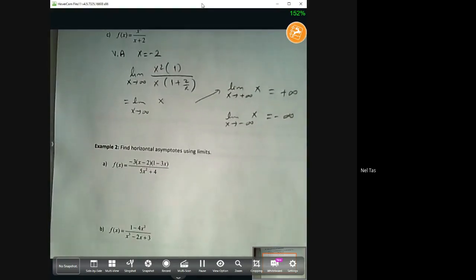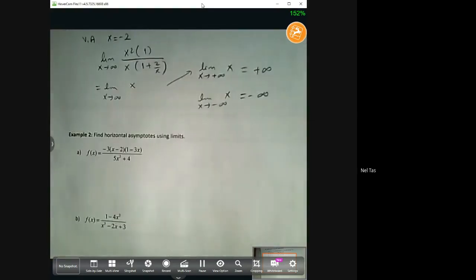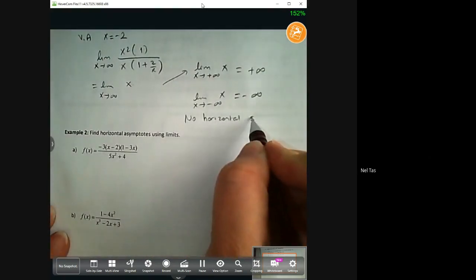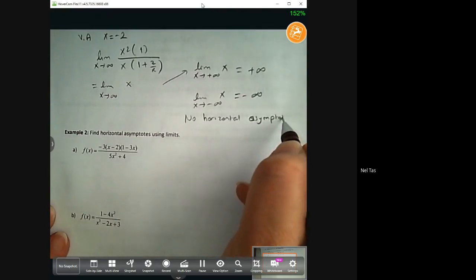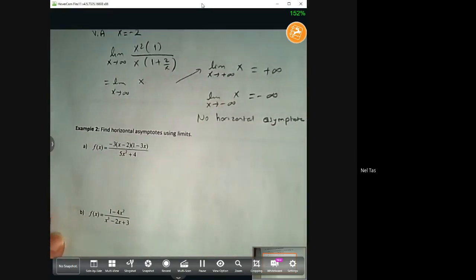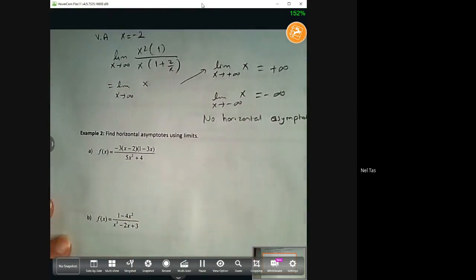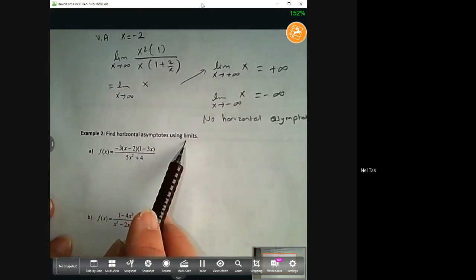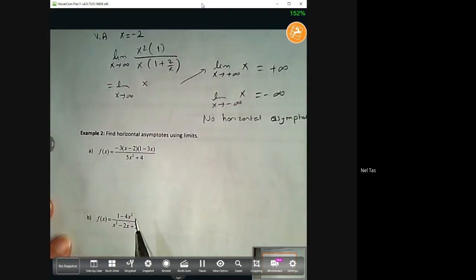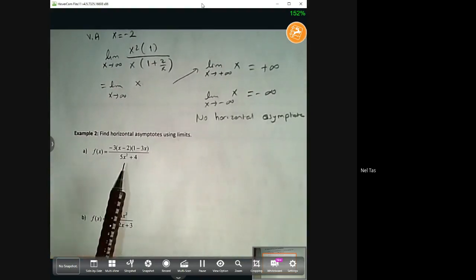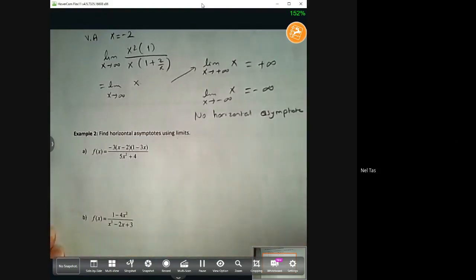So let's look at example 2. Again, no horizontal asymptote. Okay, so it says find horizontal asymptotes using limits, not asking for the vertical asymptotes. There's a shortcut of doing it, and also there's a longer way. So first let's start with the longer way.